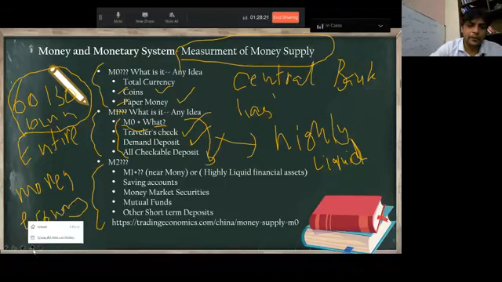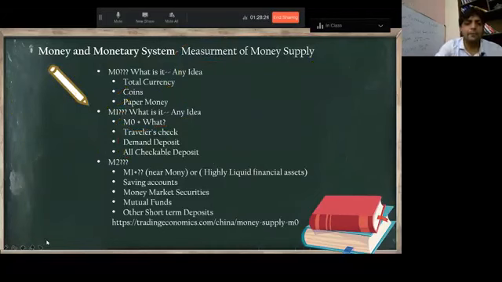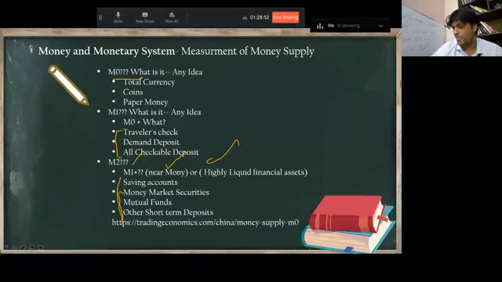What is M2? M2 is M1 plus near money. What is near money? Highly liquid financial assets. Means which are near to cash, anytime you can go to the bank and you can change into cash whenever you want. That's also considered. These are also numbers. Only M0 is the physical currency, right? The rest are numbers, but you can convert those numbers into physical whenever you want.